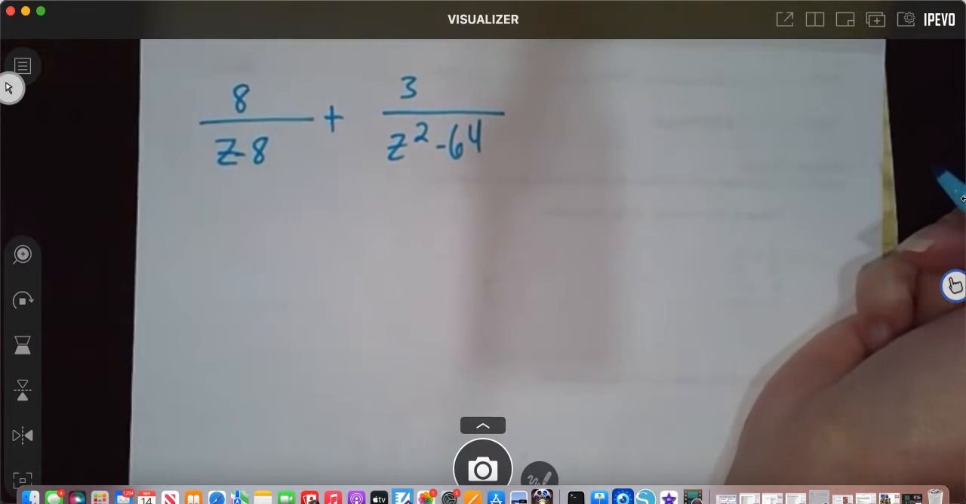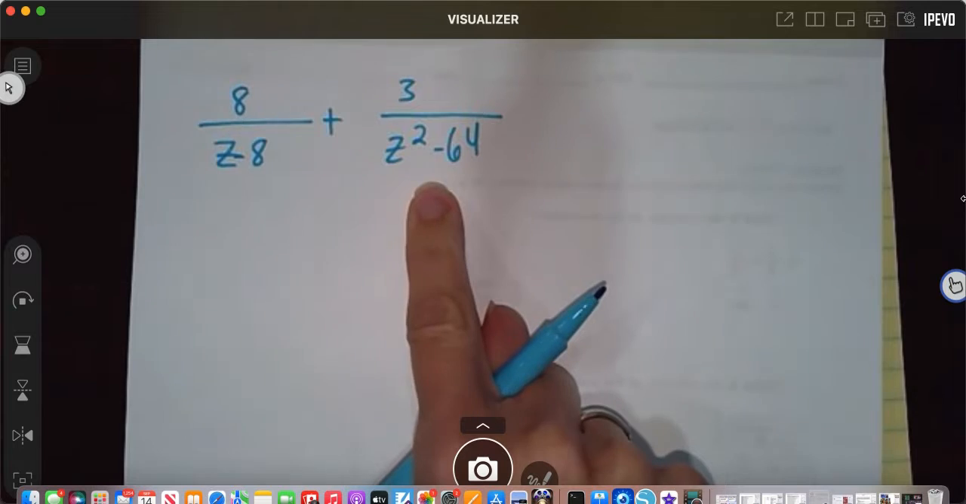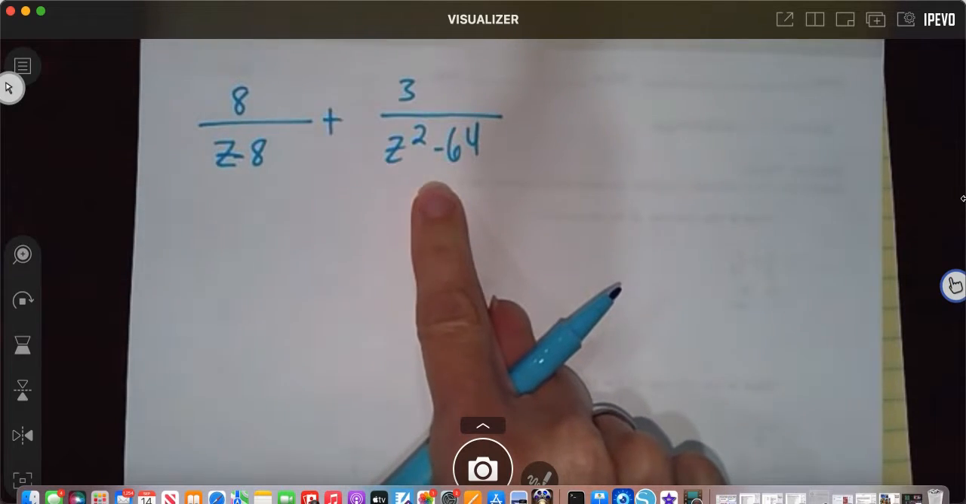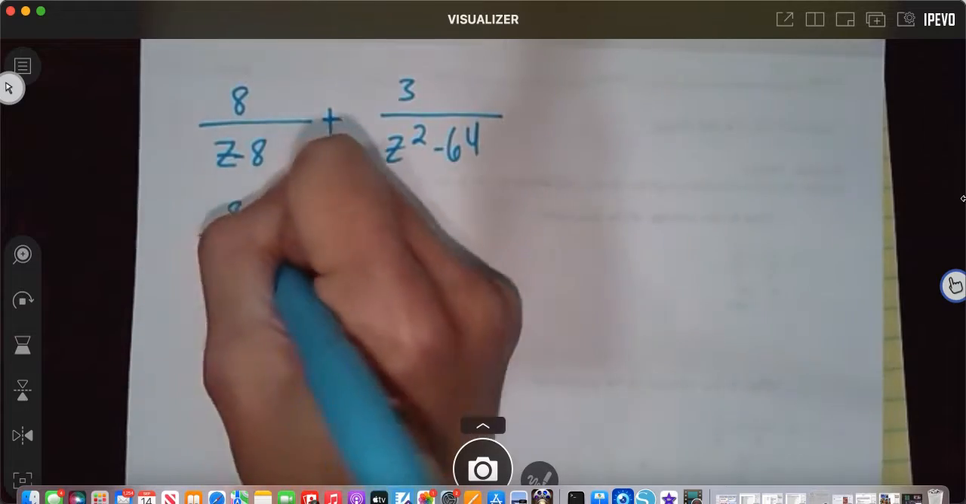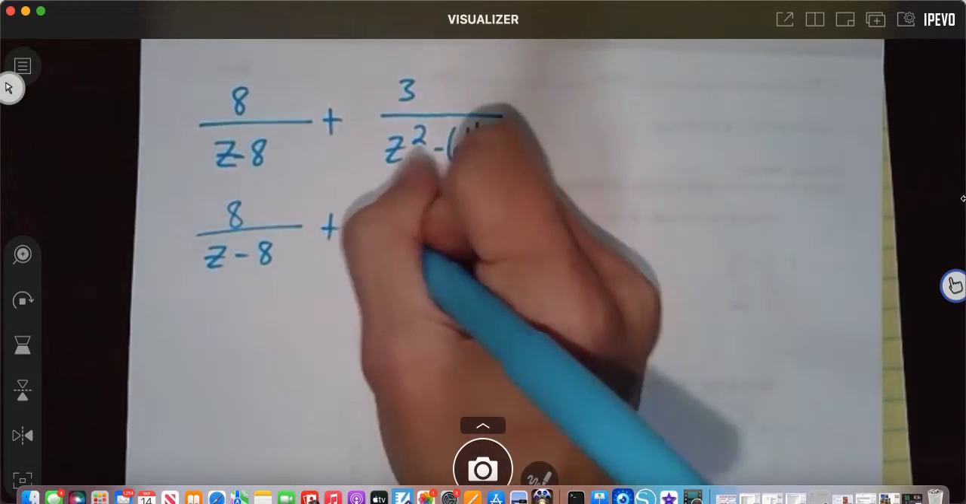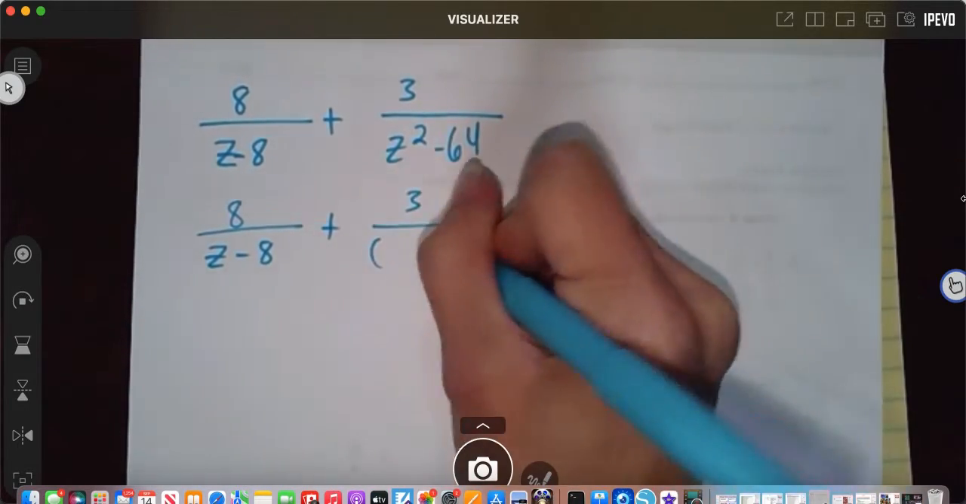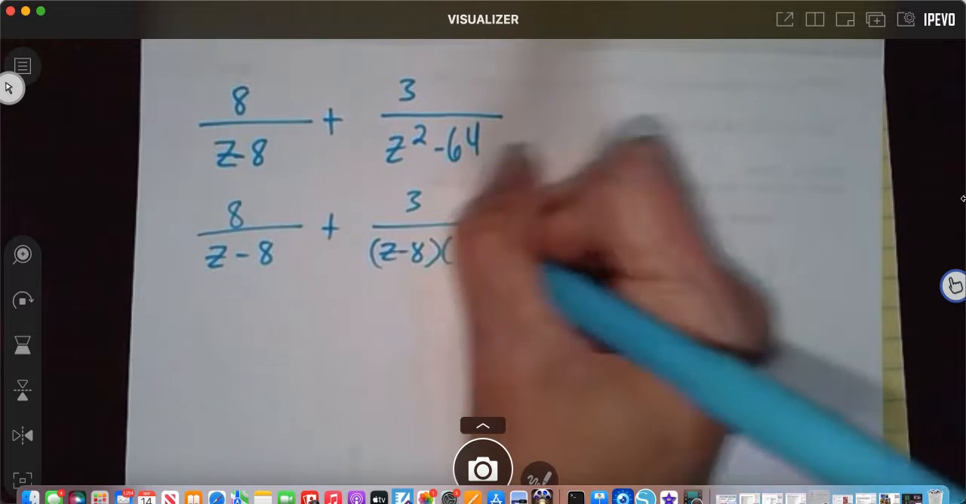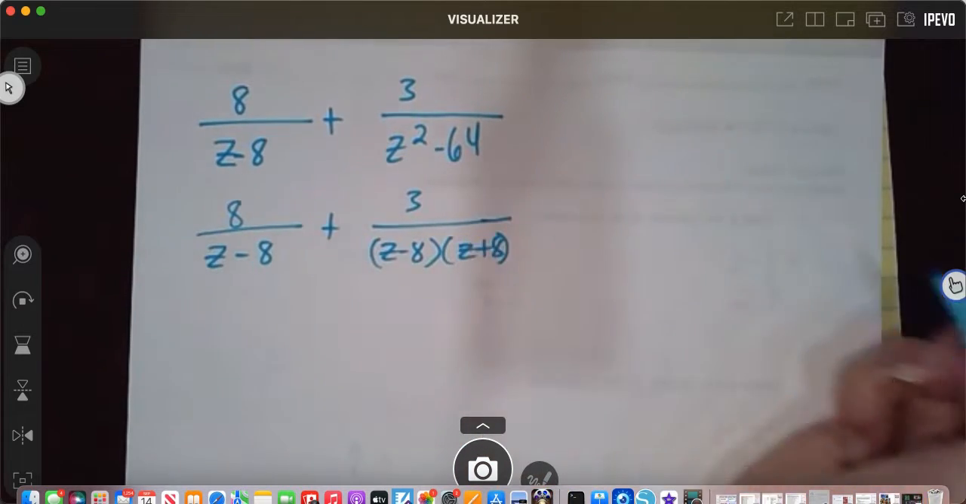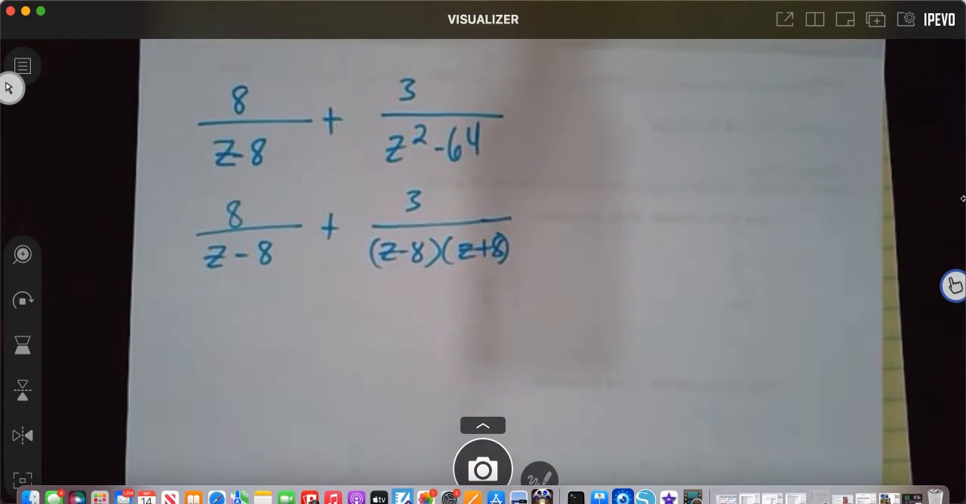Now the only thing I can factor is this one right here. So that's my next step. I'm just going to bring everything else down, but I'm going to factor that. So there's z minus 8 and a 3, and that's a difference of squares. So what are those two factors? Yeah, z minus 8, z plus 8. It's always like that on a difference of squares because the middle terms cancel.